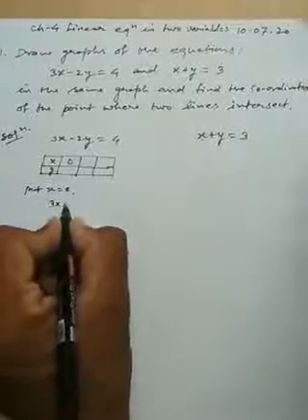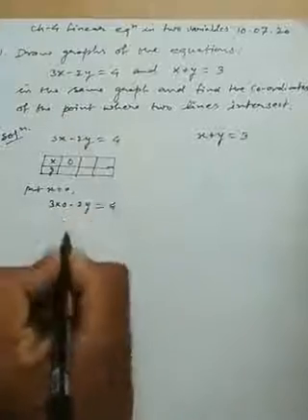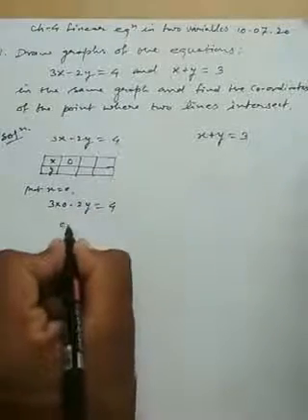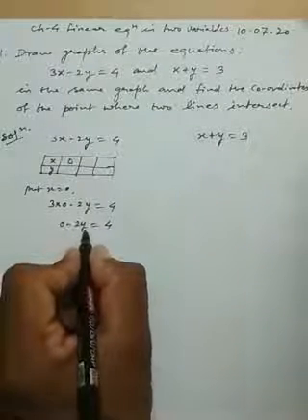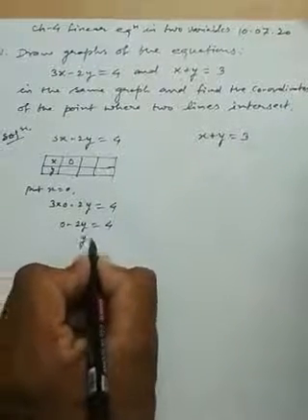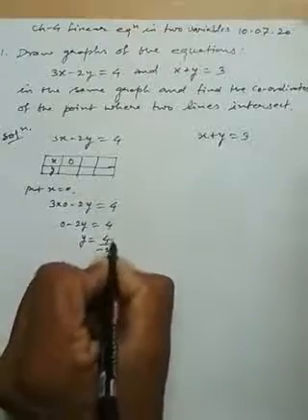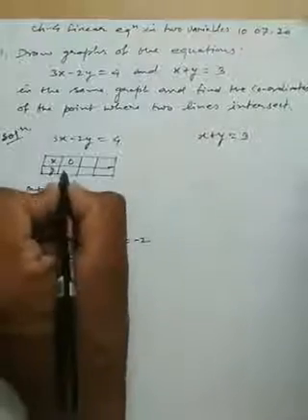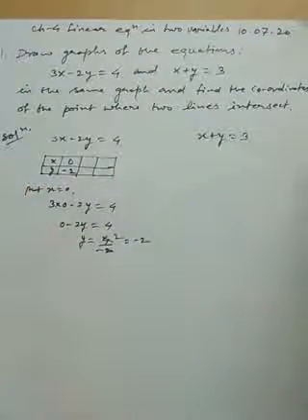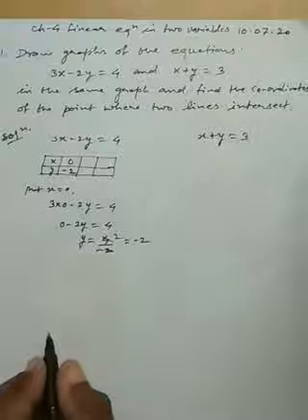Then 3 into 0 minus 2y equal to 4. 3 into 0 is 0. 0 minus 2y equal to 4, and 0 minus 2y is minus 2y. And y equal to 4 upon minus 2. Then y equal to minus 2. So (0, minus 2) is the first solution.